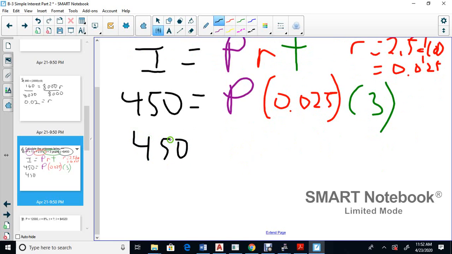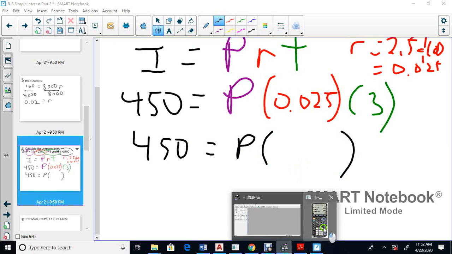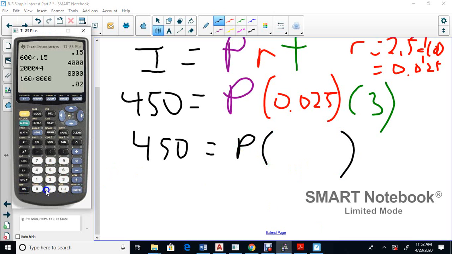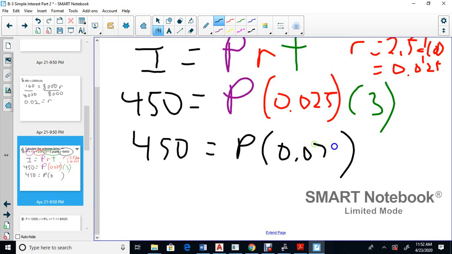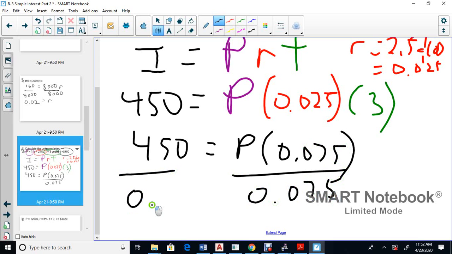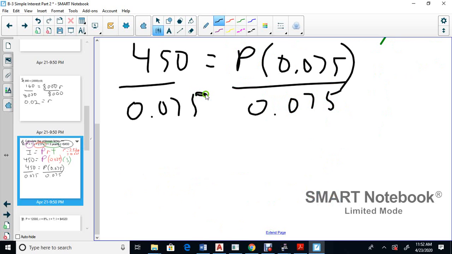450 equals P. And then we get an answer for these two. So let's go to our calculator. Turn that on. 0.025 times 3. Not 6, but 3. Equals 0.075. We divide both sides by 0.075, like we did earlier. And make that 5 a little neater. And we get P equal 450 divided by 0.075.